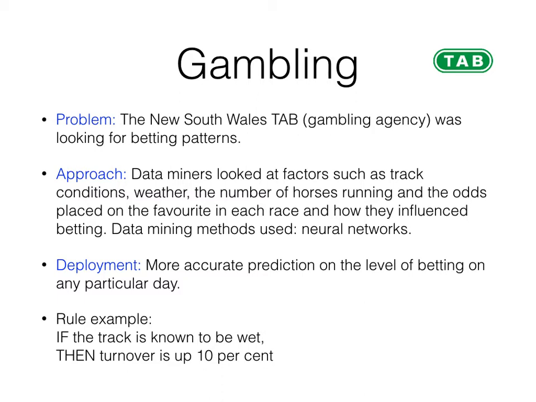And the method they used in this example was neural networks. And to deploy it, they wanted to find, or they found more accurate predictions on the level of betting on any particular day. And as an example of the kind of model that they might have discovered, the example is if the track is known to be wet, then turnover is up 10%.